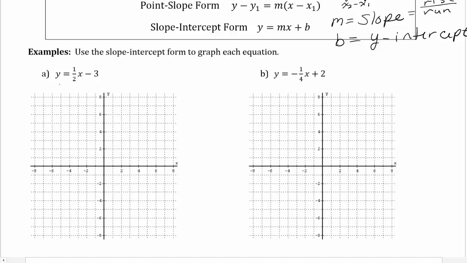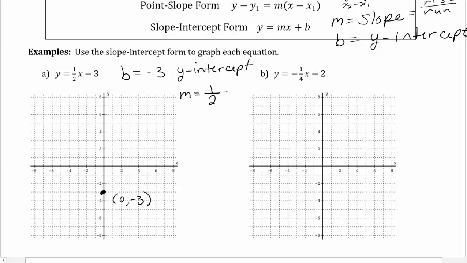Our first example is y equals 1/2 x minus 3. So our b for this one is negative 3. This is our y-intercept, and this is where the graph will be crossing our y-axis. So we can put a dot on the y-axis at negative 3. That's the point 0, negative 3. And then our slope, m, is 1/2.